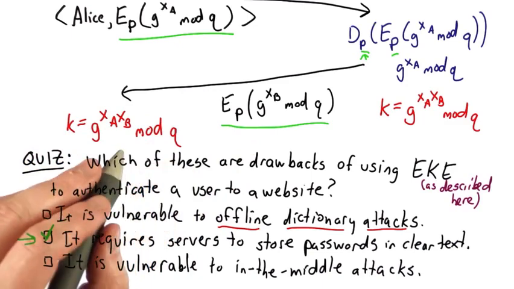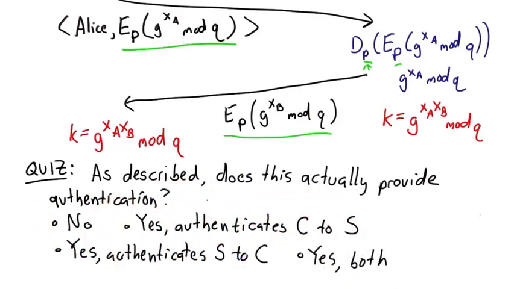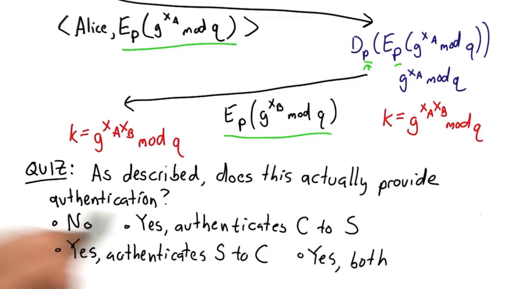This is highly undesirable. If the server was compromised, all the passwords would be lost. I have another question about this protocol. So the way that I've described it here, does it actually provide authentication? The possible answers are no, neither party is authenticated to the other one.